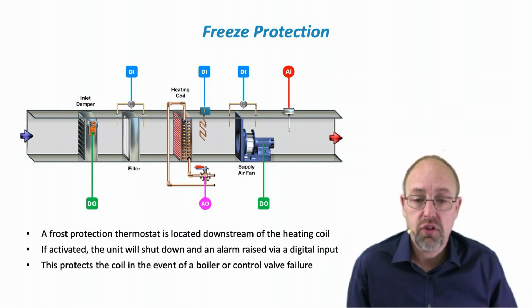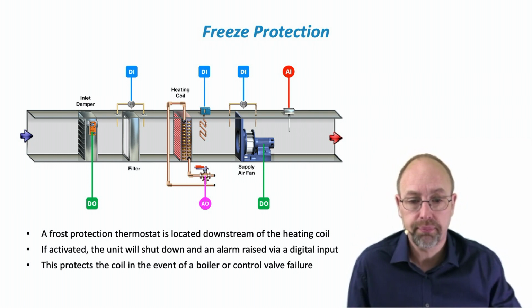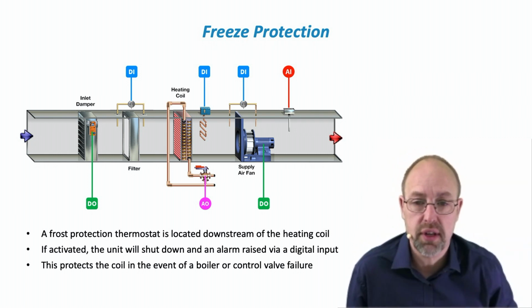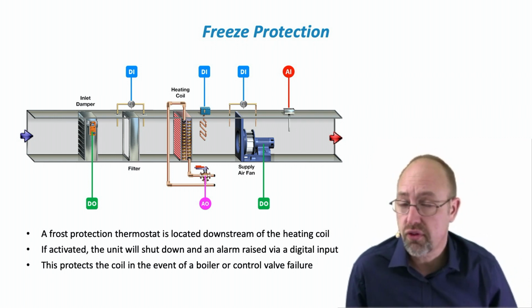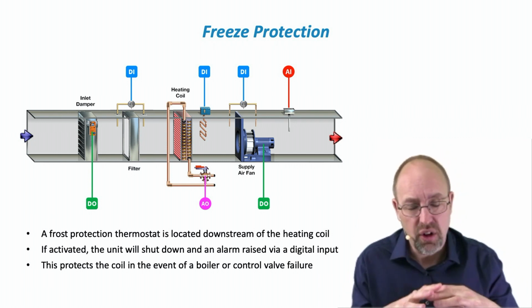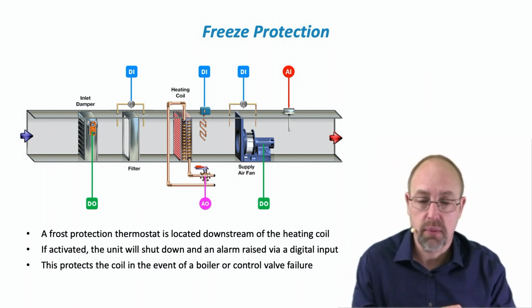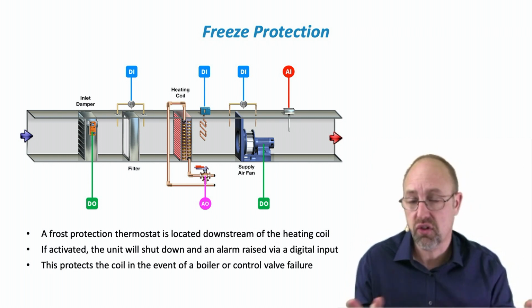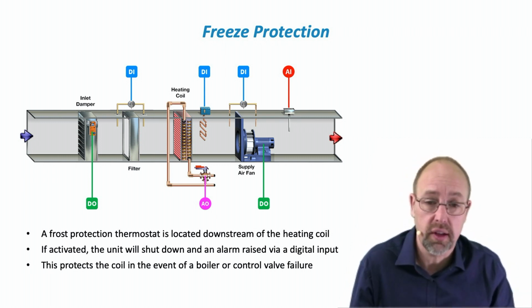The last part of this is our freeze protection. Now, there's many ways that you can provide central frost protection on a BEMS, but local frost protection is typically provided by frost protection thermostats. What happens is that if it gets very cold, the frost protection thermostat clicks and it shuts the unit down. And that's usually a hardwired interlock that we see on that.